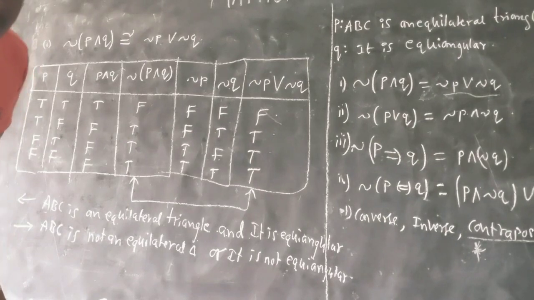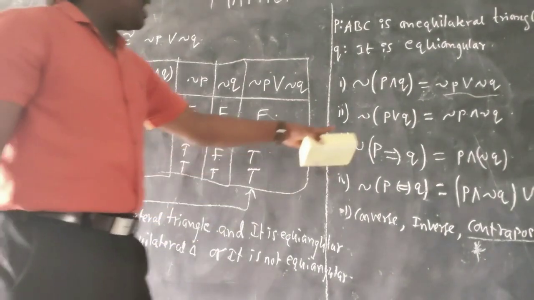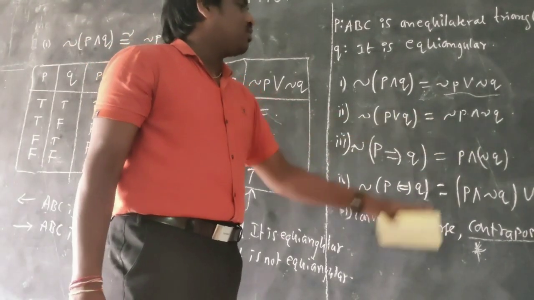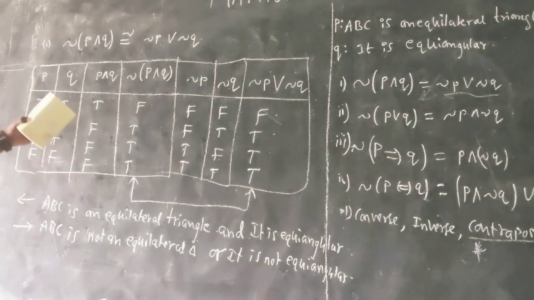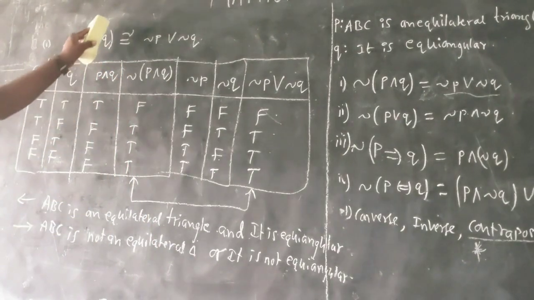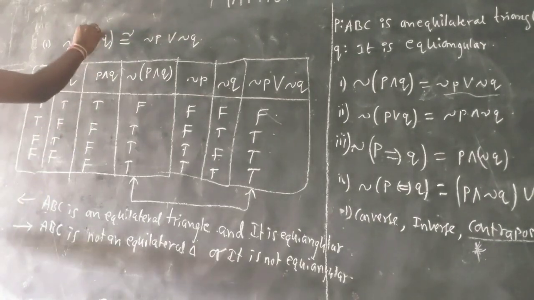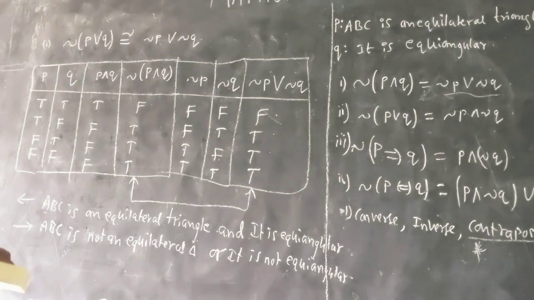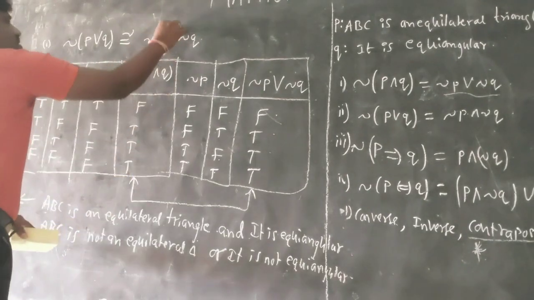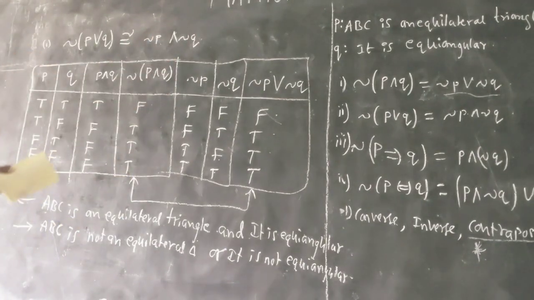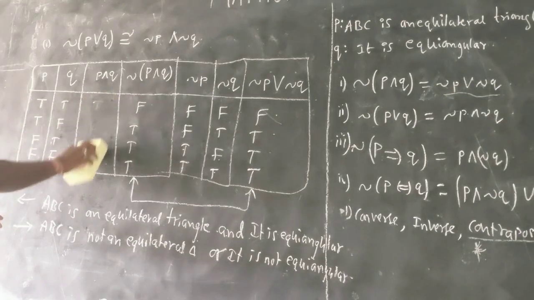Hope you understand, right? Let us go for the second proof. What do you have in this second one? Negation of (P or Q) equals negation P and negation Q. So let us change now. Negation of (P or Q) is equal to negation P and negation Q. I have to see this. Now here I erase this part.